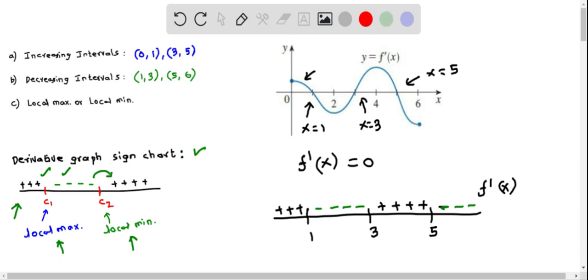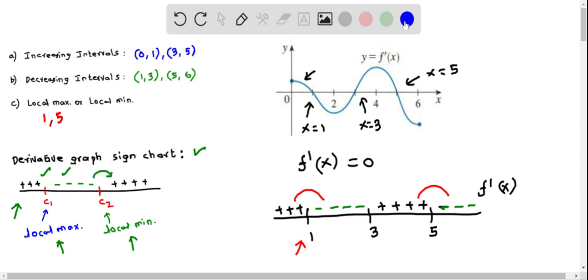So let's look at the critical point x equal to 1. It changes from positive to negative. So it is a point of local maximum. So I'm going to put at x equal to 1, it is local maximum. And similarly, we can see that for x equal to 5, it also changes from positive to negative. So we see that 1 and 5 are points of local maximum.